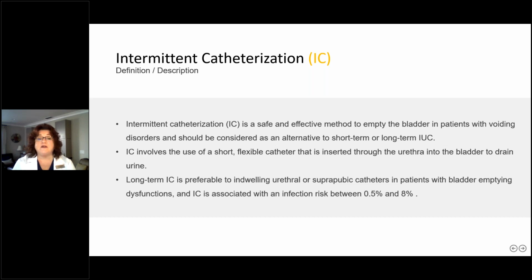Long-term intermittent catheterization is preferable to indwelling urethral or suprapubic catheters in patients with bladder emptying dysfunctions. Intermittent catheterization is associated with an infection risk, but it's between 0.5% and 8%. Not that bad. I'd much rather do intermittent.